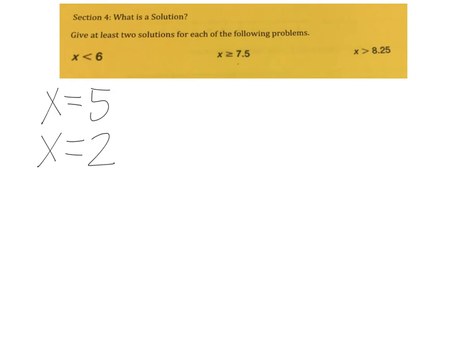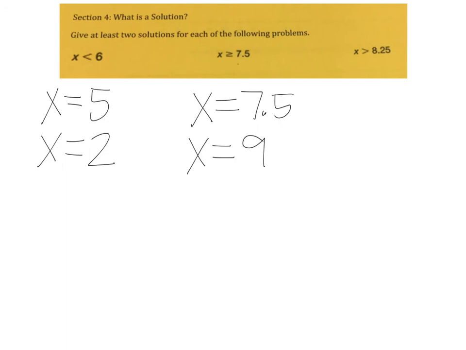All right, for the next one we have x is greater than or equal to 7.5. So I could say that x is equal to 7.5 because I know that 7.5 is equal to 7.5. And then I could also say x is equal to 9 because I know that 9 is greater than 7.5.